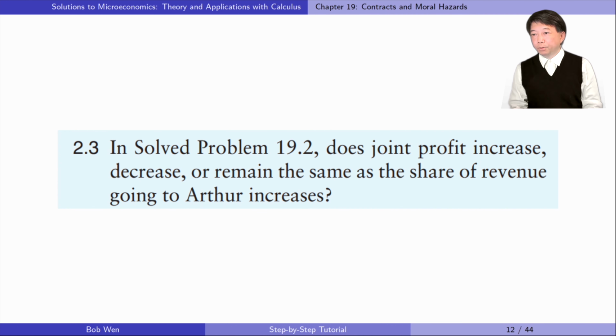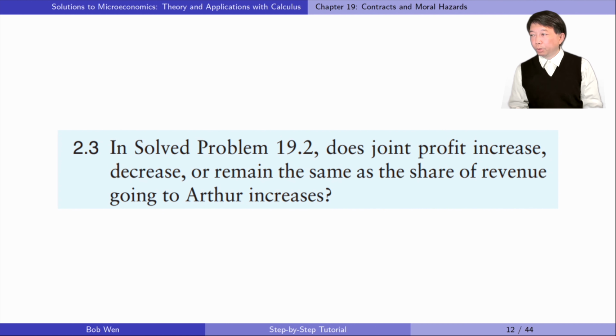Let's address exercise 2.3. In solved problem 19.2, does joint profit increase, decrease, or remain the same as the share of revenue going to Arthur increases? In the revenue sharing contract, the agent bears all production costs, but enjoys part of the revenue. The agent has an incentive to provide less time or effort than the optimal level. The joint profit will be lower than the optimal amount.